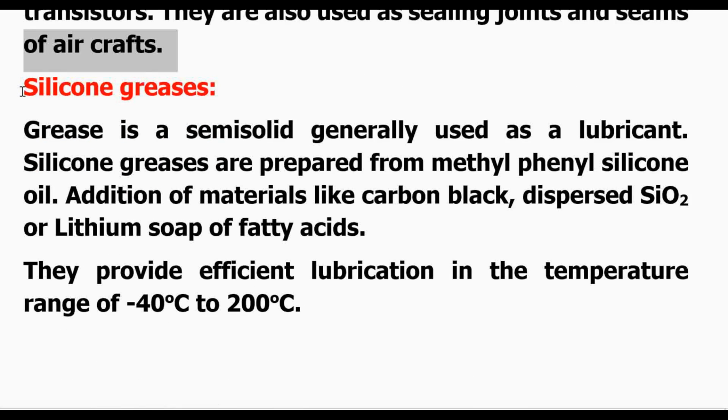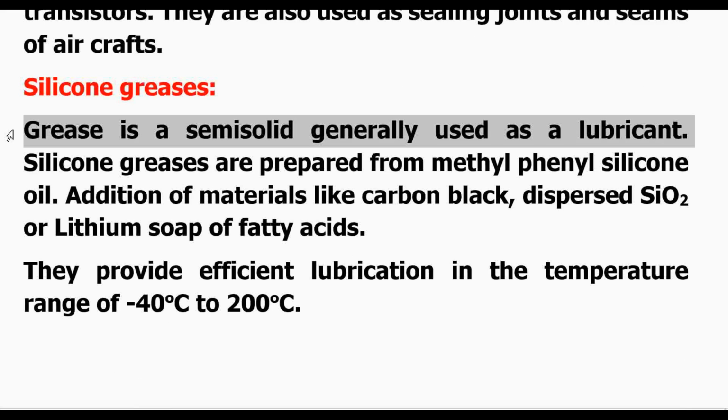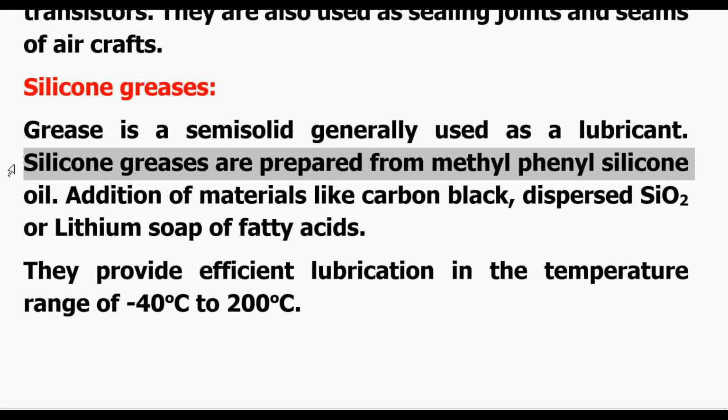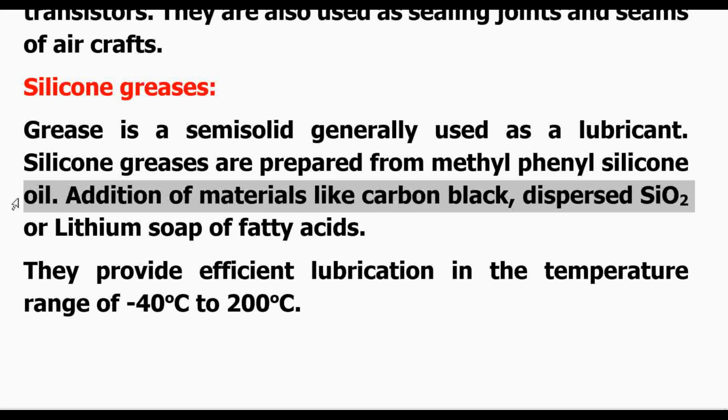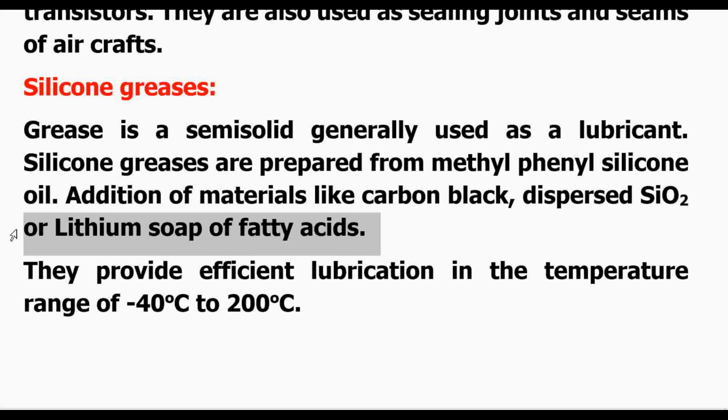Then comes silicone greases. Grease is a semi-solid material which is generally used for lubrication to reduce friction. Silicone greases are prepared from methyl phenyl silicone oil. The oil is converted into grease by addition of materials like carbon black, dispersed silica and lithium soap of fatty acids, that is, lithium soaps of alkyls having 10, 12 or 14 carbon atoms.